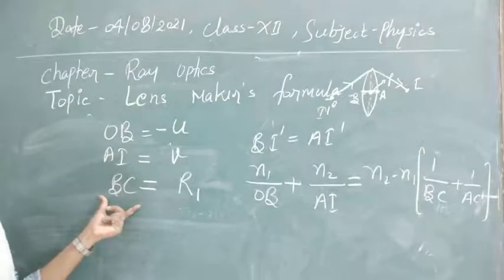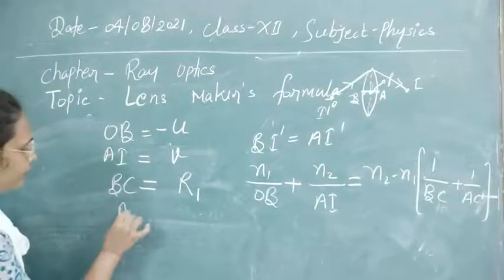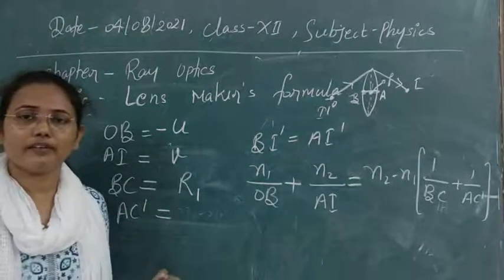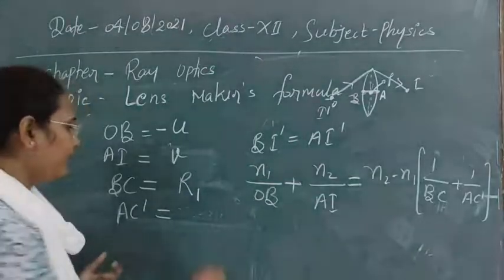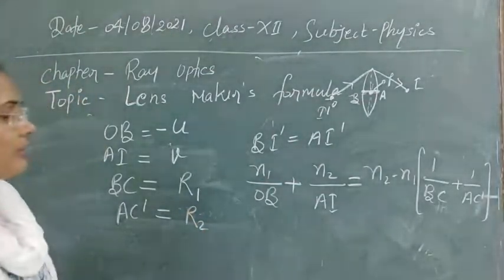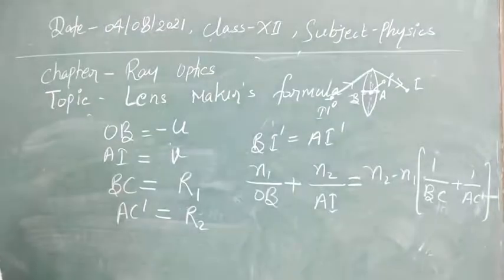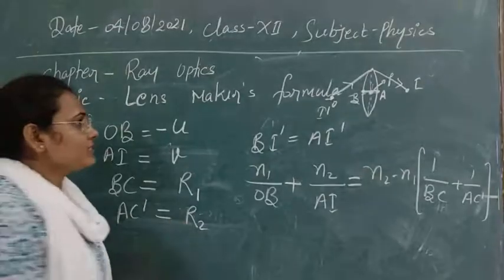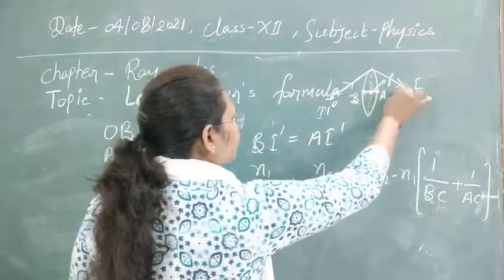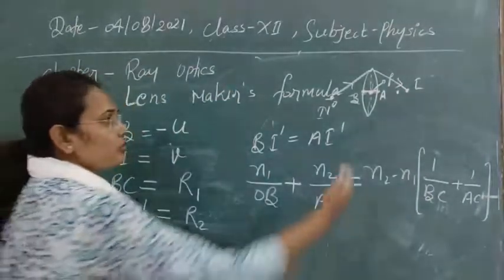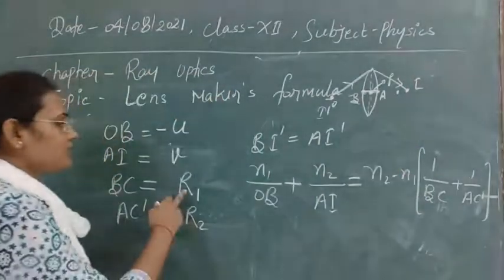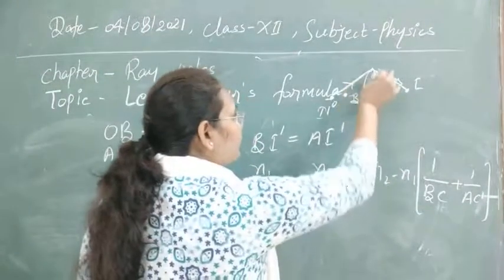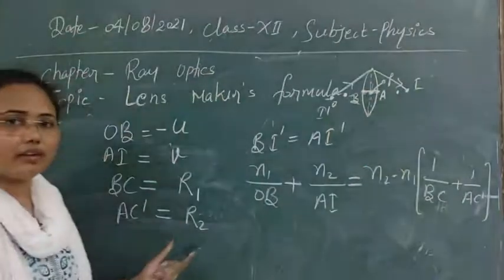You could see the figure now. Next we have AC dash. AC dash is the distance of the center of curvature from the second refracting surface, and that I have written as R2. So all the values we now have. One more thing, if you utilize the sign convention, then for the first refracting surface, on this side we are getting the center of curvature. So this is our right side, and this will be positive. But for the second refracting surface, as we are obtaining our center of curvature on the left side of it, that will be taken as negative.